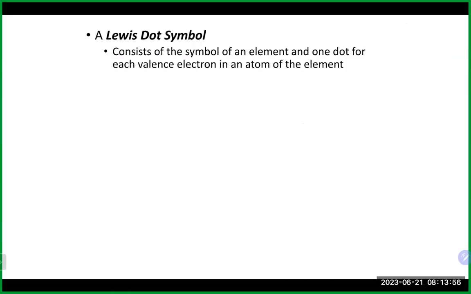There is no main rule other than, again, you use the symbol, and really the one rule is no more than 2 per side. A lot of times people will put them on one at a time and then go back and pair them, but there really is no rule other than you shouldn't put more than 2 per side.